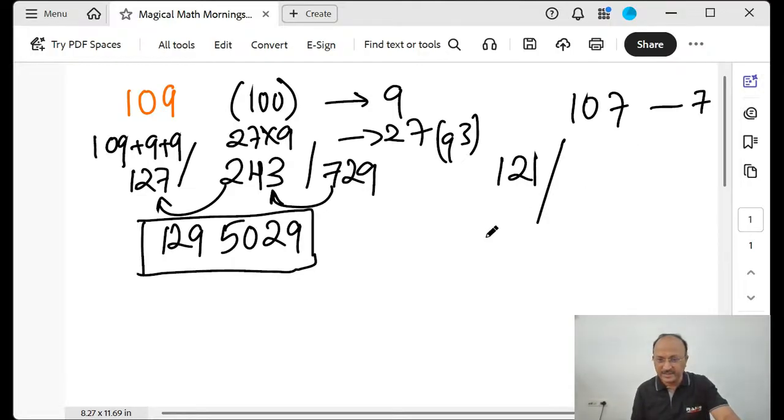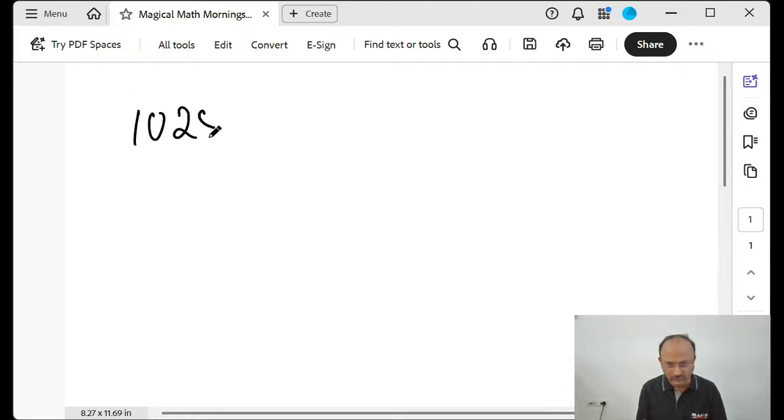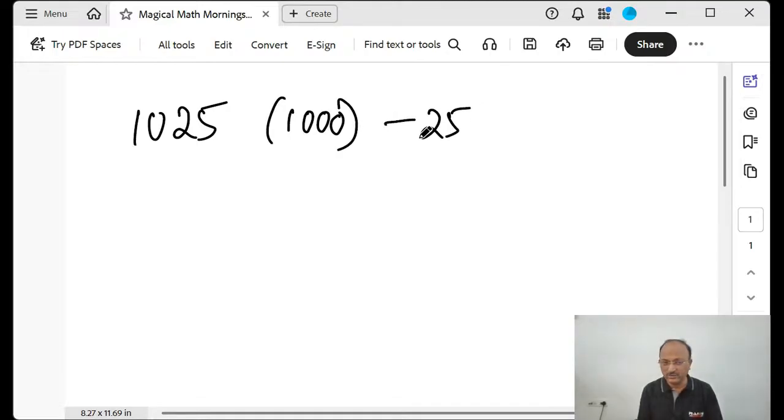Let us extend the same thing to slightly bigger numbers. Suppose we want to do it for a 4-digit number. Let's take 1025. The base is 1000, the deviation is 25. Now what do we do? 1025 plus 25 plus 25. That means two times the deviation we have to add. So it will come to 1075.